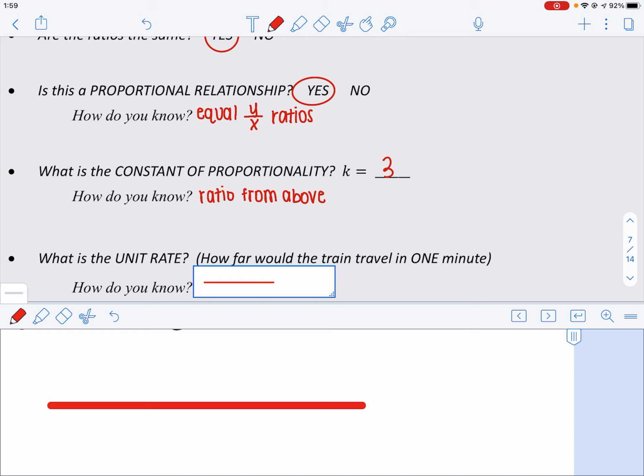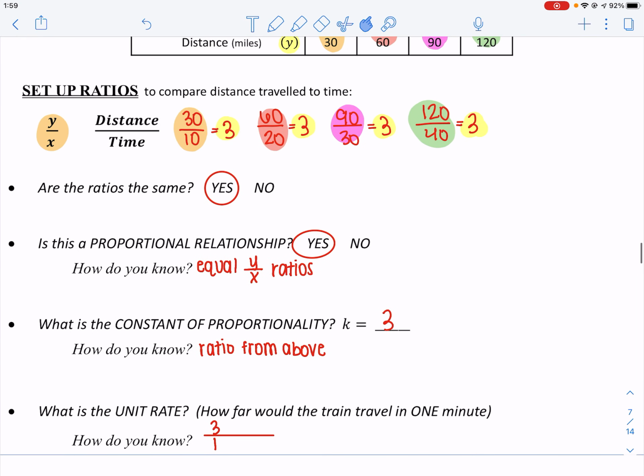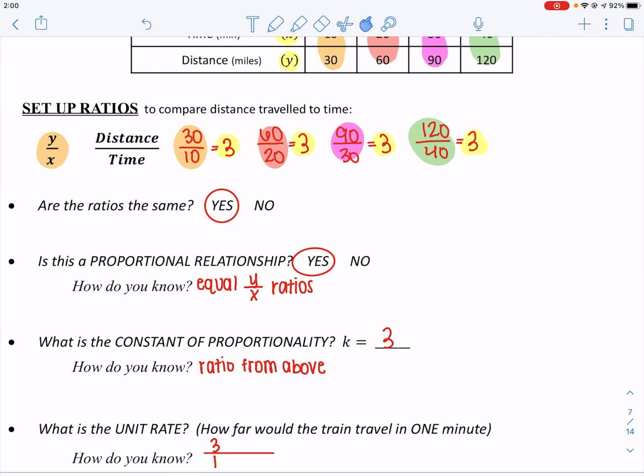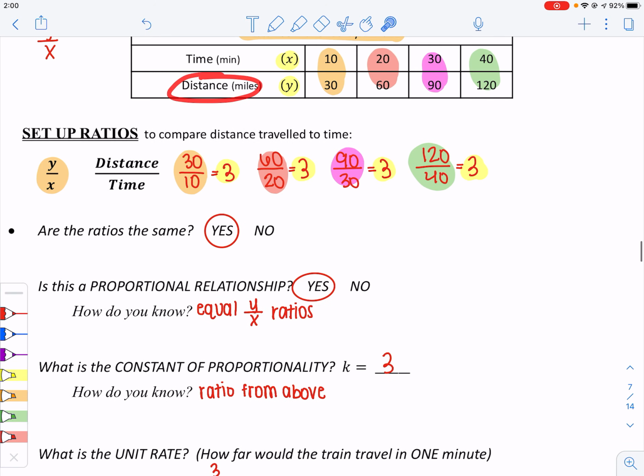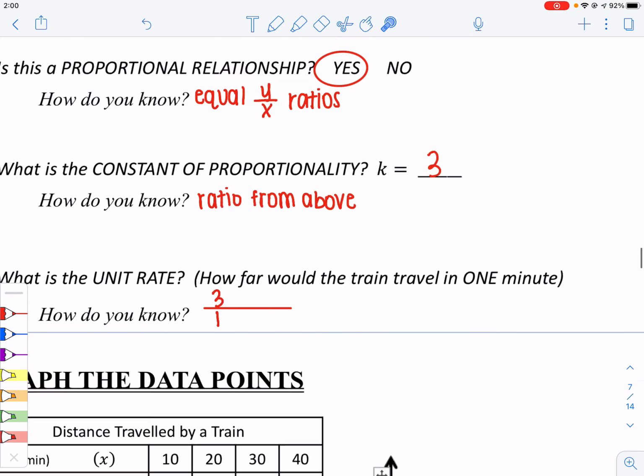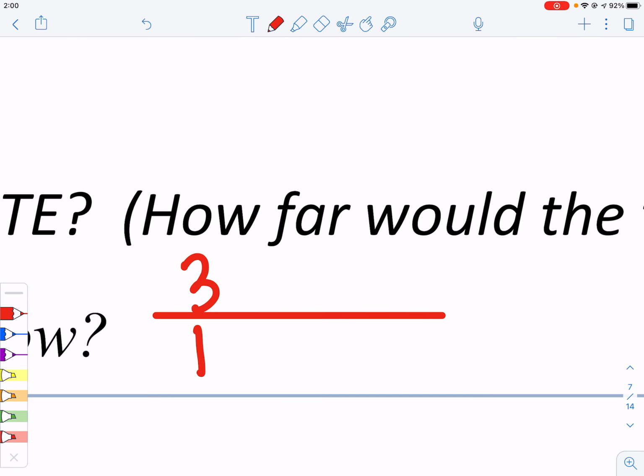All right, so my k value is 3, so my constant of proportionality is 3. I'm going to write that as 3 over 1, and then we have to label it. And remember, your y is on top, your x is on the bottom. The y is distance in miles, and the x is time in minutes. So it's 3 miles over 1 minute. So my final unit rate is 3 miles over 1 minute.